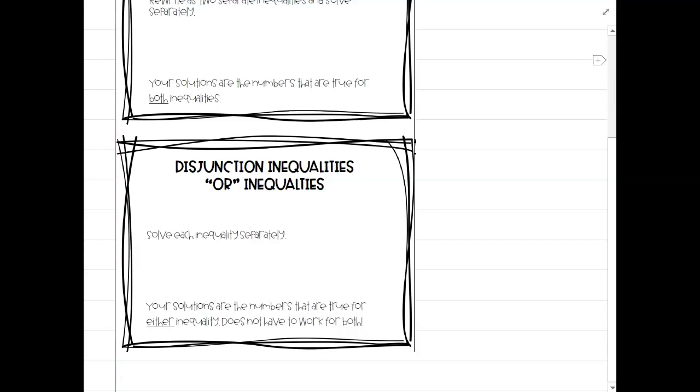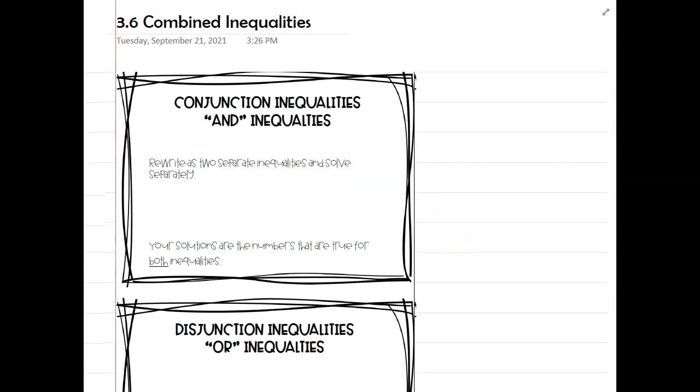Right, so today we are going to talk about combined inequalities, okay? So basically a combined inequality is two inequalities combined into one. There are two ways that you can combine an inequality. One is with the word and, and one is with the word or.